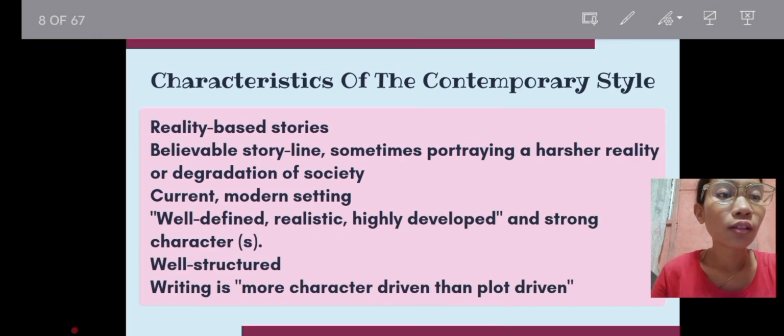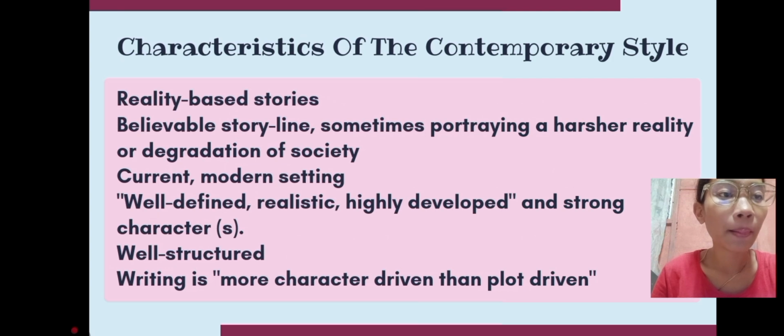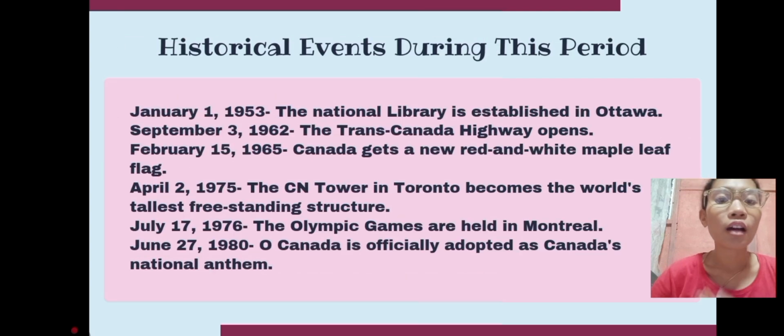So next, on January 1, 1953, the National Library is established in Ottawa. September 3, 1962, the Trans-Canada Highway opens. February 15, 1965, Canada gets a new red and white maple leaf flag. April 2, 1975, the CN Tower in Toronto becomes the world's tallest freestanding structure.